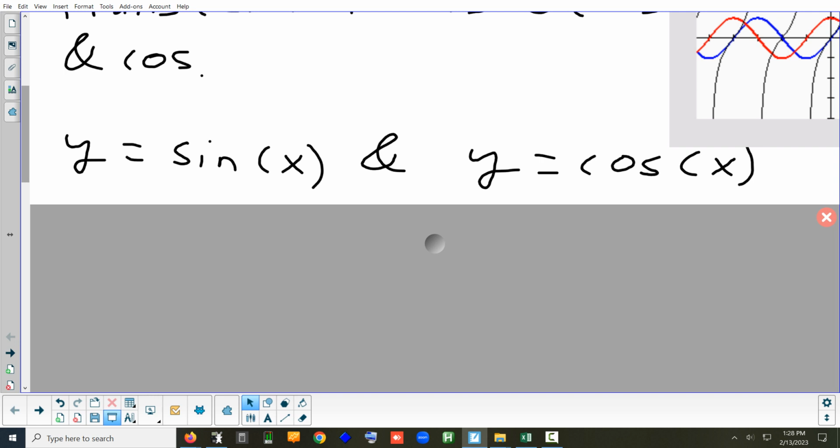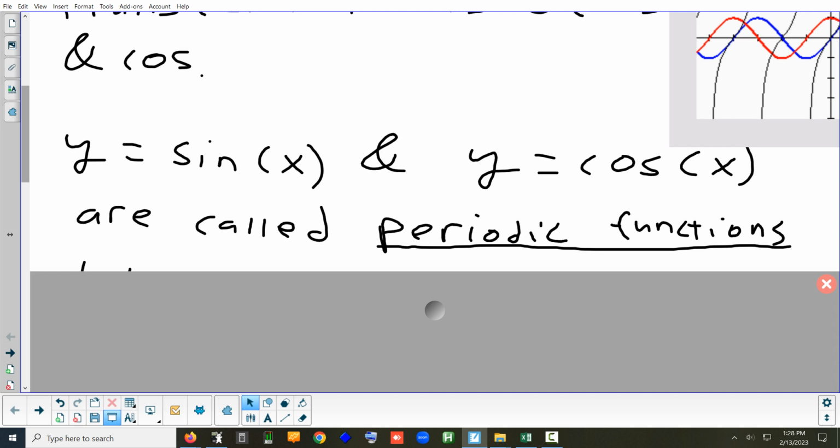So sine and cosine, they're a wave, but there's a special name for that. That's called a periodic function. Nothing else that we've studied in this class has been periodic. Lines? No. Parabolas? Nope. We haven't studied any other kind of function that's periodic.